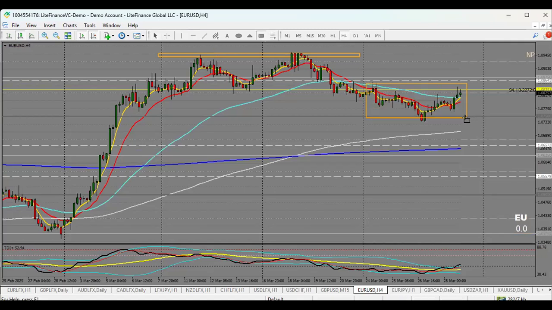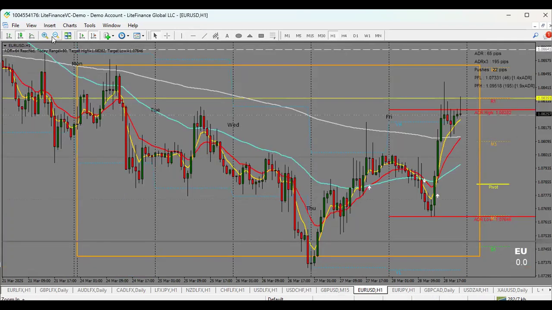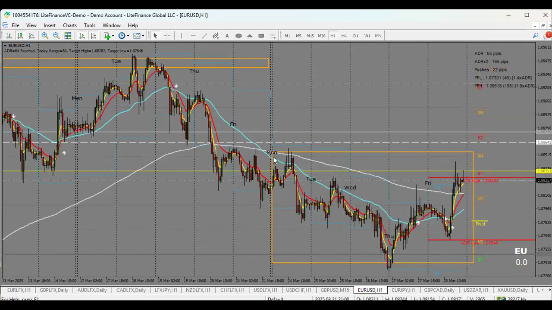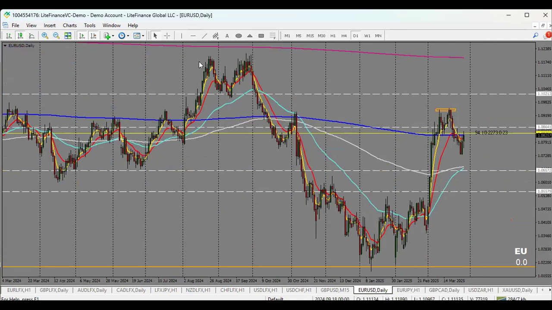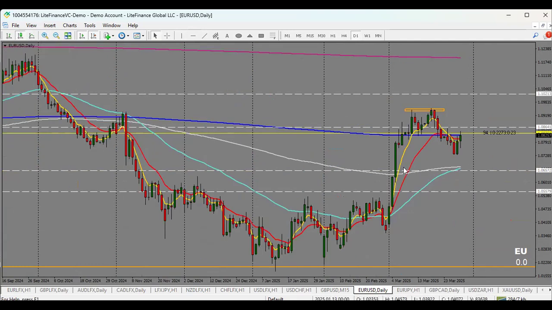This is the last week's movement on EURUSD. The volatility is quite low if you observe. This is from Monday, so you can simply see these are very small movements. The volatility is low and the market is still around the 800 EMA here, based on the daily time frame.